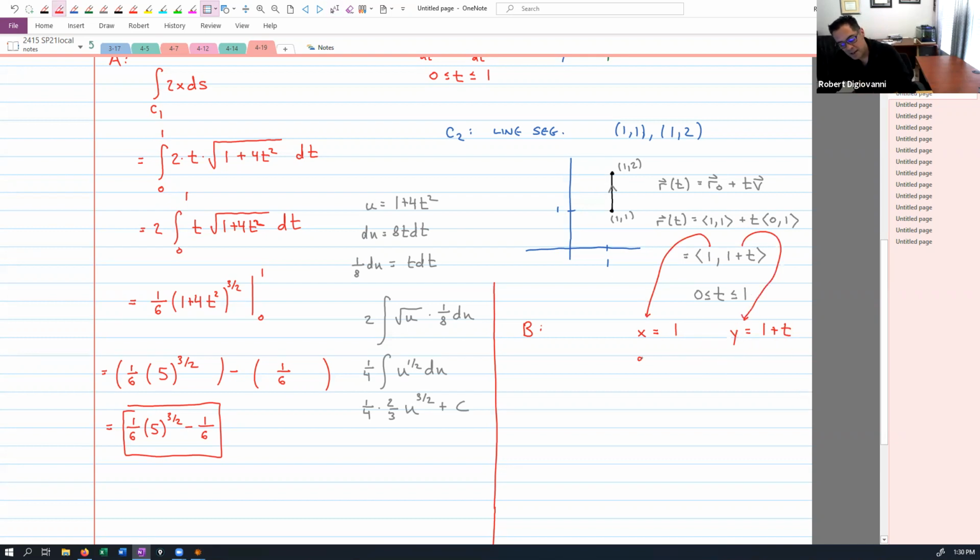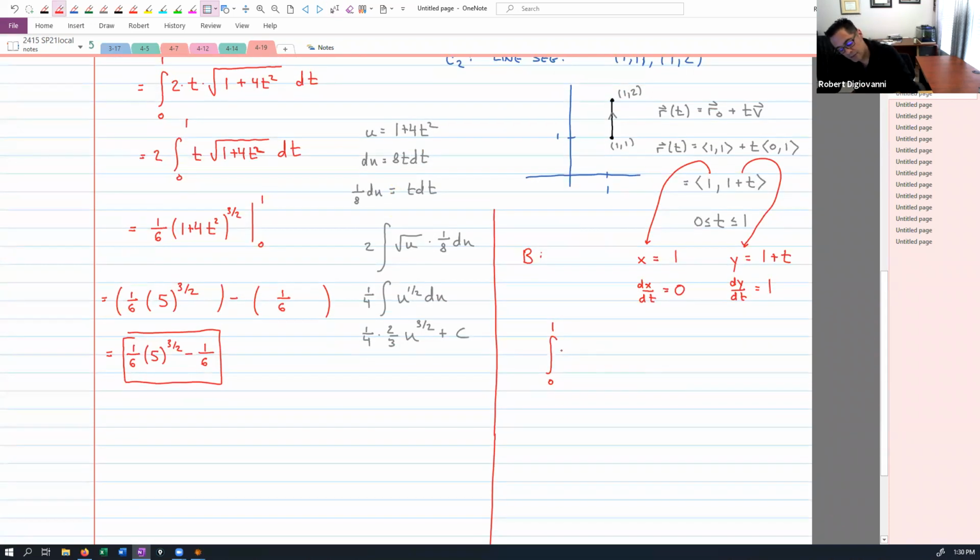Now what's nice is that I need to take the derivative of these with respect to t, which gives me 0, and then this one is just 1. And I think I'm ready. This should be the integral from 0 to 1, because that's my restriction on t. And don't forget, we're doing 2x, right? 2x.